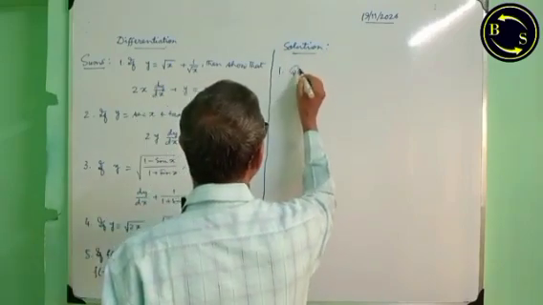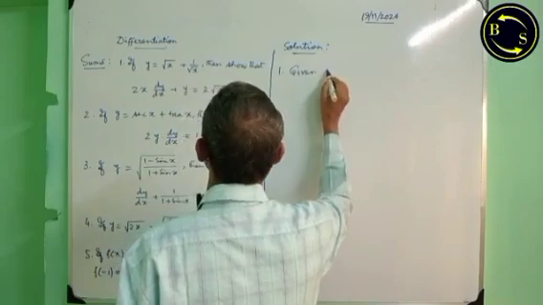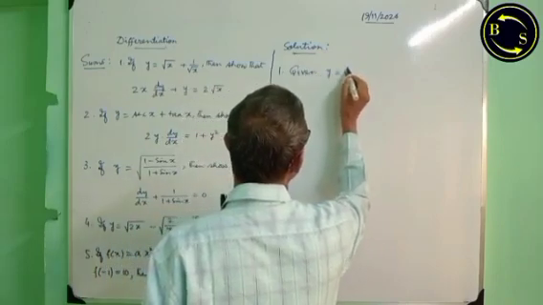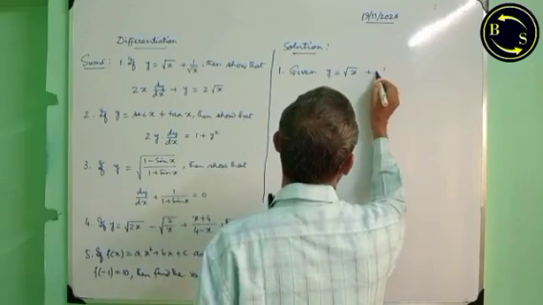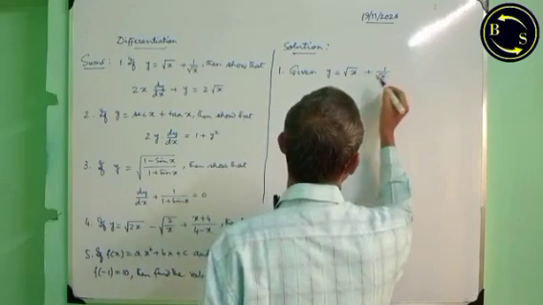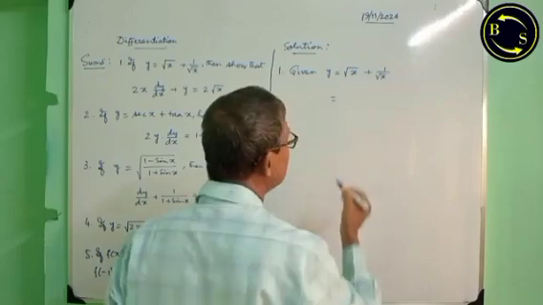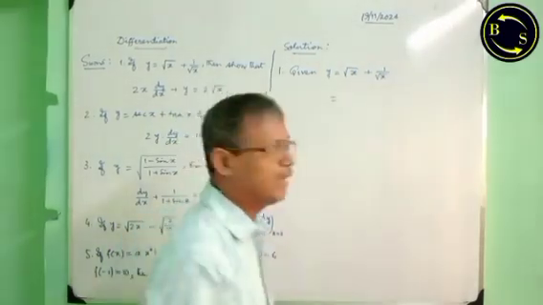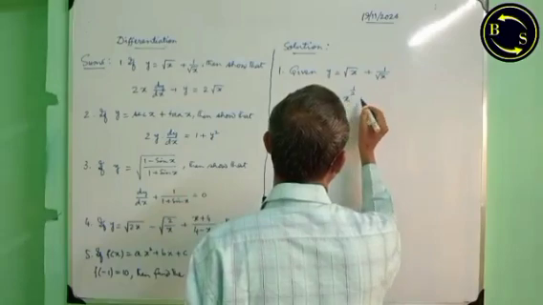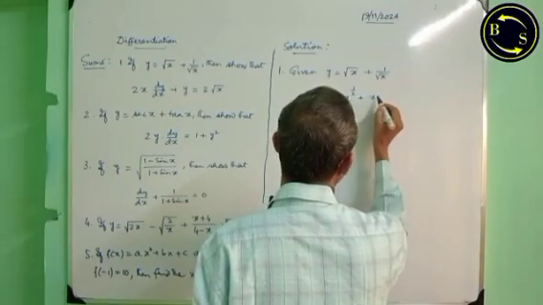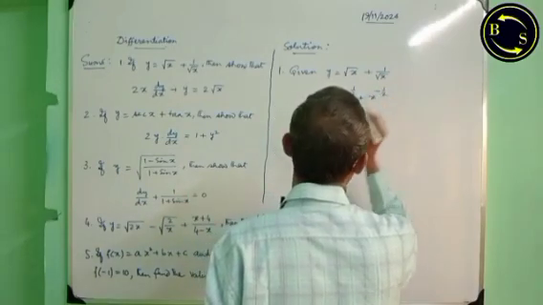Given y is equal to root x plus 1 by root x. Let us write in the form x to the power n: x to the power half plus x to the power minus half.